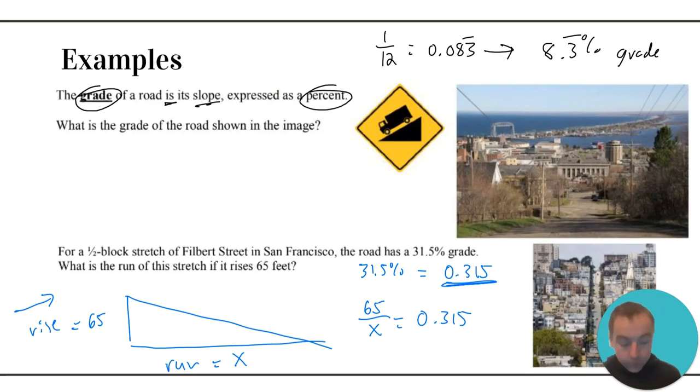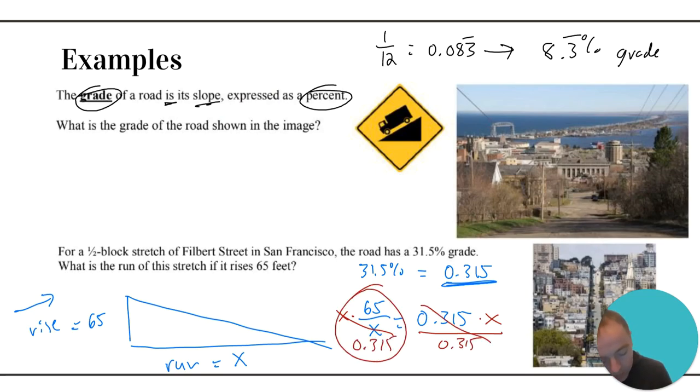So if you multiplied by x, it would cancel out the x on the bottom of the fraction, and then you'd have to multiply to the other side and bring x over there. And then you could divide by 0.315 and you'll get x alone. So really, right there, 65 divided by 0.315 would be what you'd need to evaluate in your calculator. And then that comes out to be that x is about 206.35 feet or so for a run of that stretch. Okay.